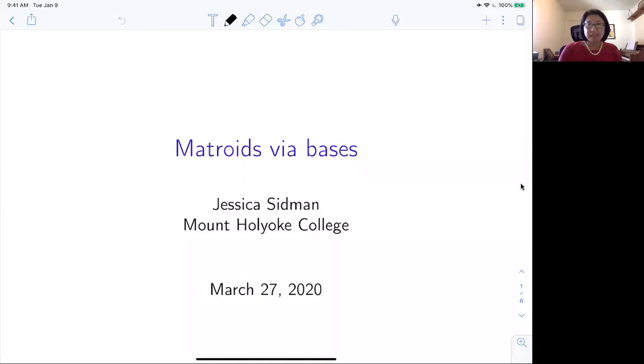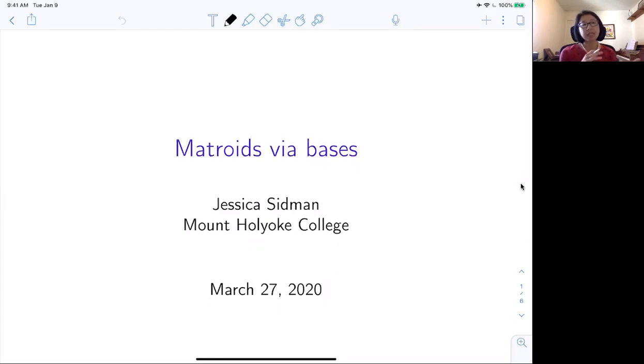Hi, everyone. So in the previous lecture, we defined a matroid in terms of its independent sets. So let's just remember for a minute, what is a matroid? Well, for us, it's a finite set and a collection of subsets. And these subsets are what we call independent sets. And they have to satisfy properties that are the same properties that linearly independent sets of vectors have to satisfy.